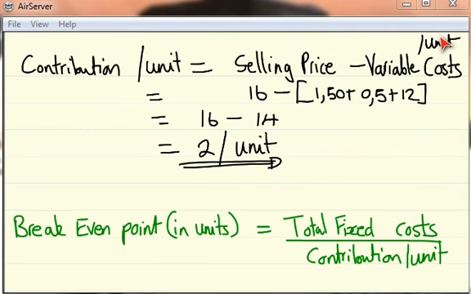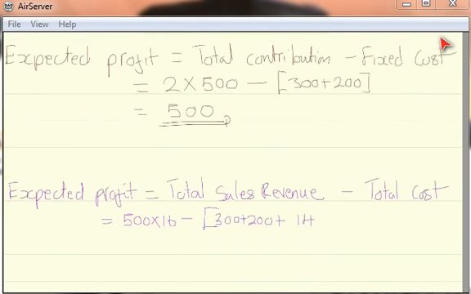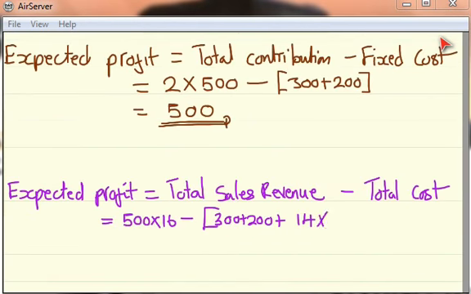Alright, so 14 times 500 units. So that will give you again £500 as expected profit.